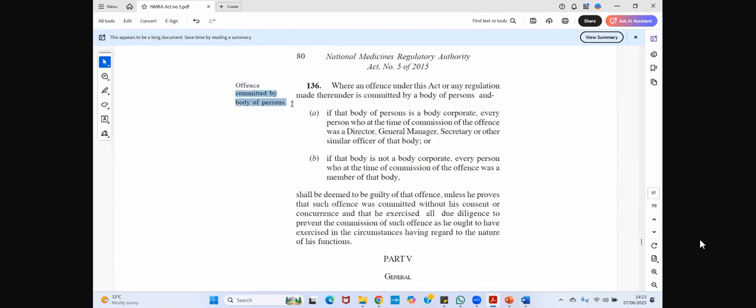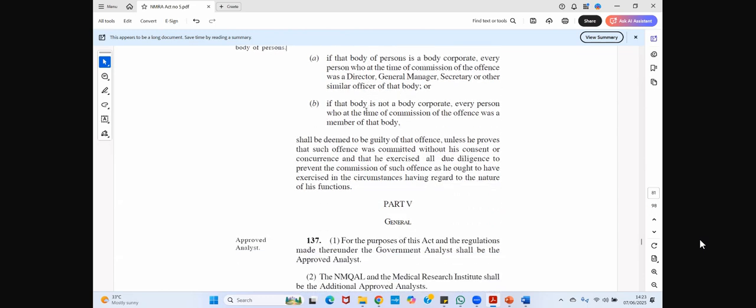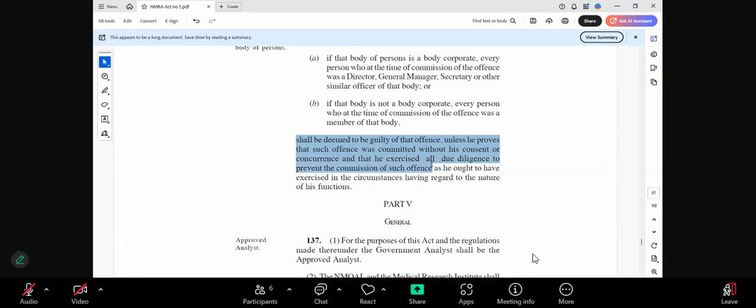So, if any offense under this act, or any regulation made thereunder, is committed by a body of persons, and if that body is a body corporate, every person who at the time of the commission of the offense was a director, general manager, secretary, or other similar officer of the body, or if the body is not a body corporate, every person who at the time of the commission of the offense was a member of the body, shall be deemed to be guilty of that offense, unless he proves that such offense was committed without his consent or concurrence, and that he exercised all due diligence to prevent the commission of such offense as he ought to have exercised in the circumstances, having regard to the nature of his functions.